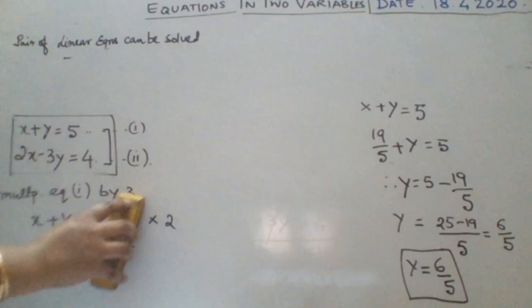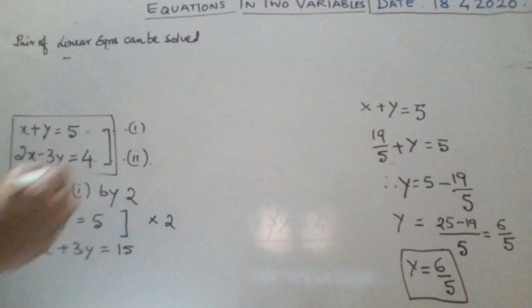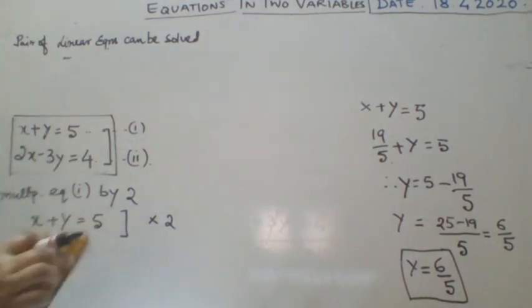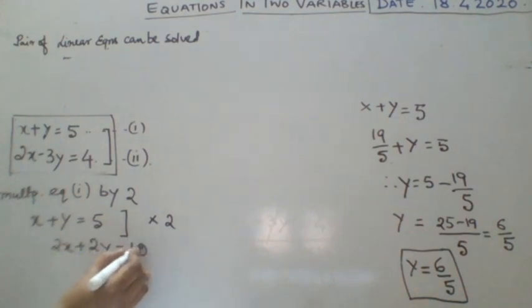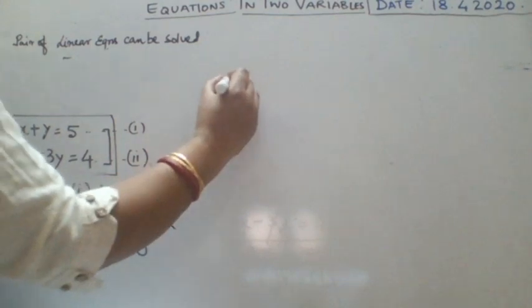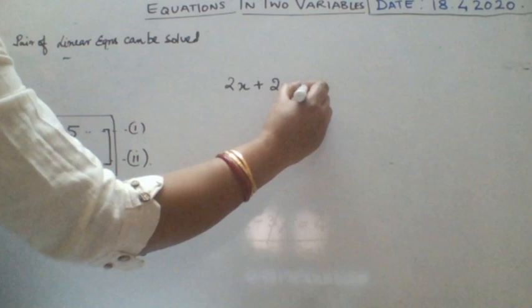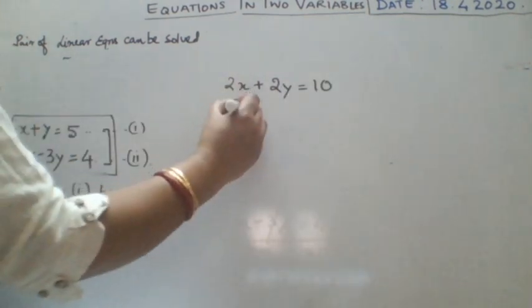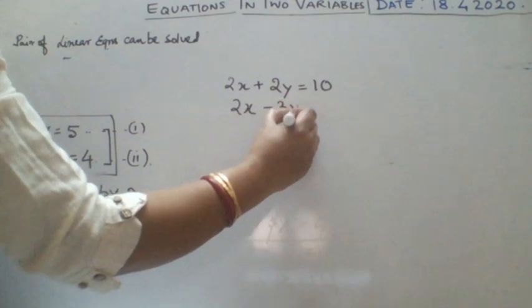If we multiply equation number 1 by 2, then what happens? This is your 2x plus 2y equal to 10. So one equation, this is 2x plus 2y equal to 10 and the other equation is 2x minus 3y equal to 4.